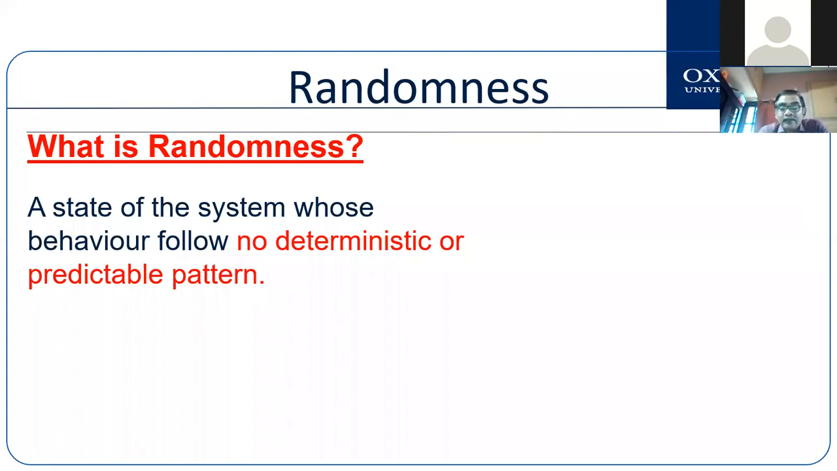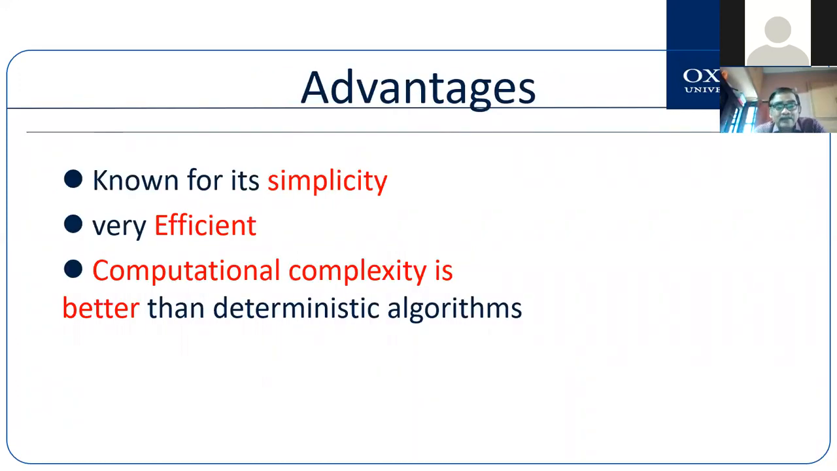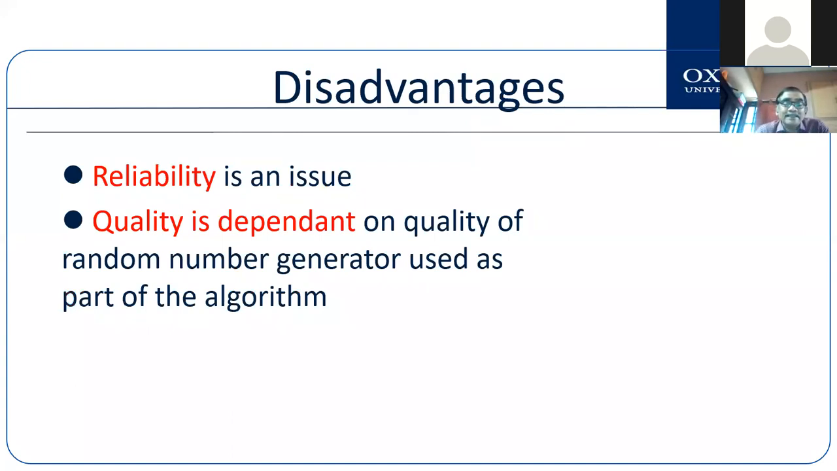So this is a kind of algorithm which we are going to do, and randomness you can encounter in almost all gambling, puzzles, decision making processes, the heuristics, etc. And lots of advantages are there. It's a very simple algorithm based on a few probabilities, randomness. It's very efficient. Computational complexity is amazing, because people don't know how to explain this methodology, but nevertheless, probabilistic things seem to really work, and the disadvantage is reliability.